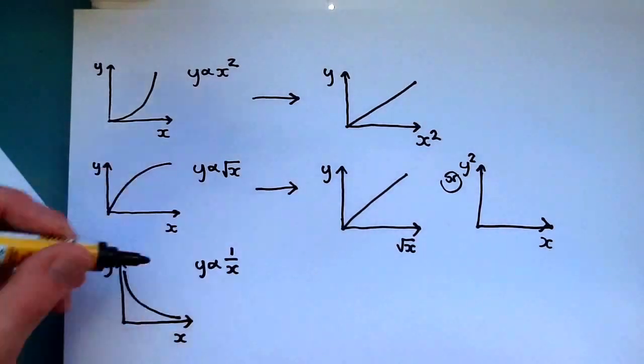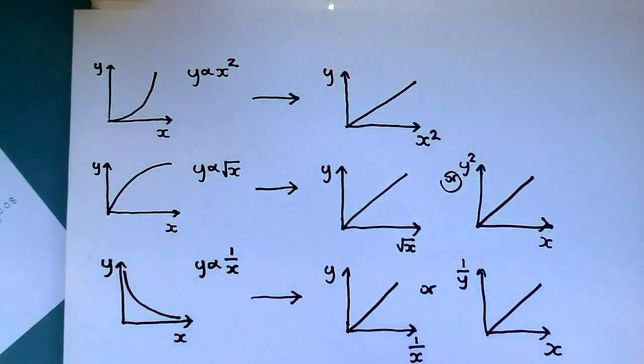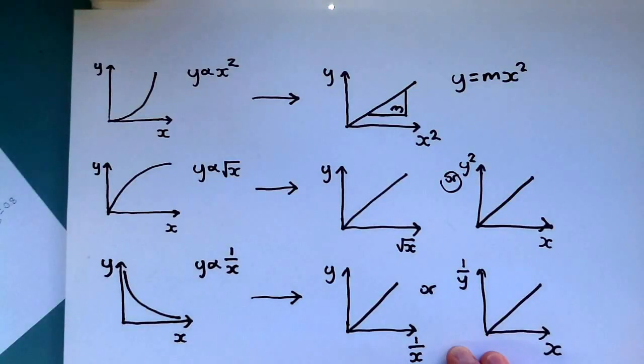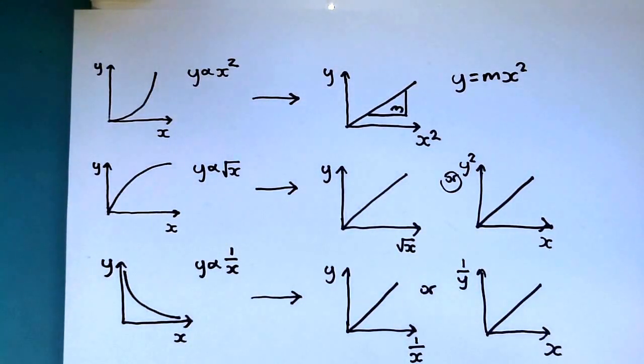If y is proportional to the square root, you'll need to plot y against the square root of x, and if y is proportional to 1 over x, you'll need to plot y on one axis and 1 over x on the other axis. From this straight line graph, you can calculate the gradient using rise over run, just like you would for any other straight line graph.